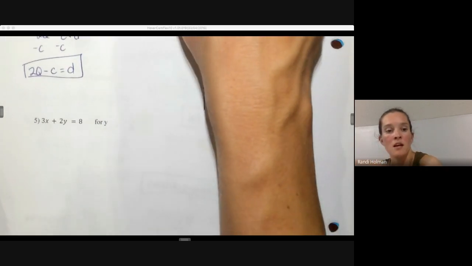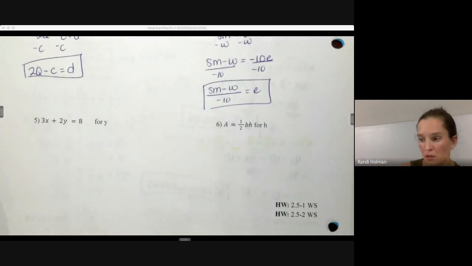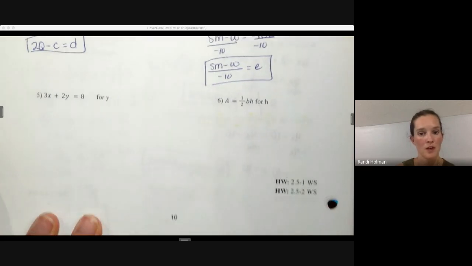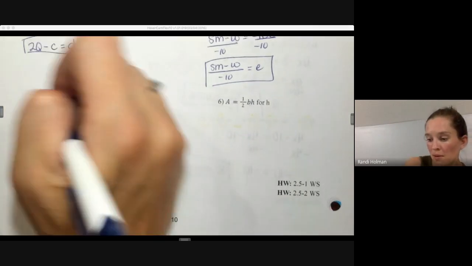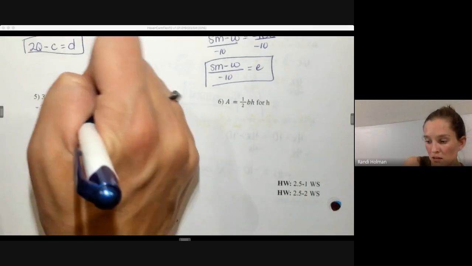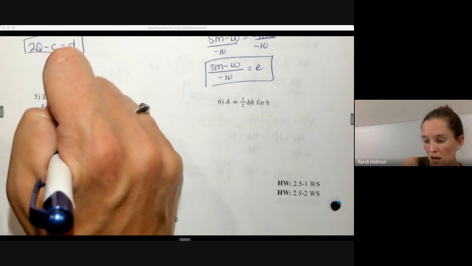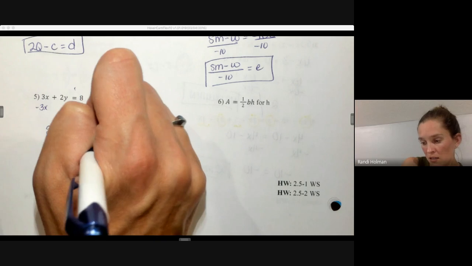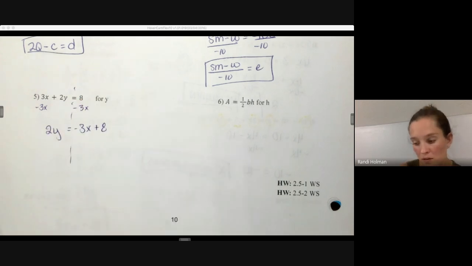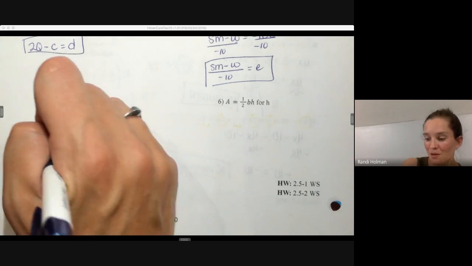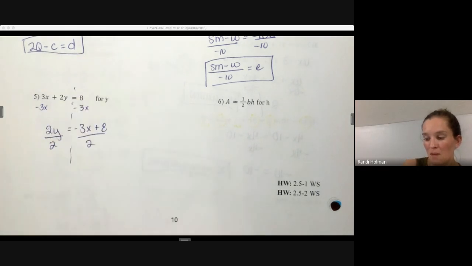Okay, here's a more algebra example. We have an x and a y, and we know to solve this for y. We're going to do this a lot this year, particularly when we're graphing equations. So to get y by itself, we're going to subtract 3x from both sides. 2y equals negative 3x plus 8. If you wrote 8 minus 3x, also totally acceptable. Divide by 2, divide by 2.